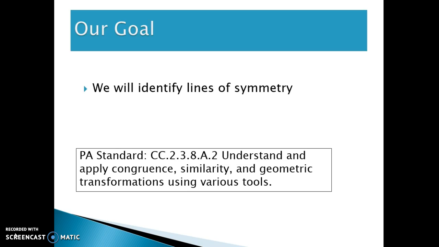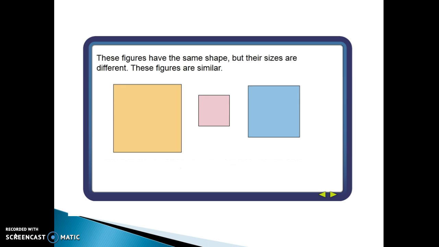We have one simple goal today: to identify lines of symmetry. And this still goes along with our PA standard that we're working toward, understanding and applying congruence, similarity, and geometric transformations using various tools. So let's review what we did in the last lesson.